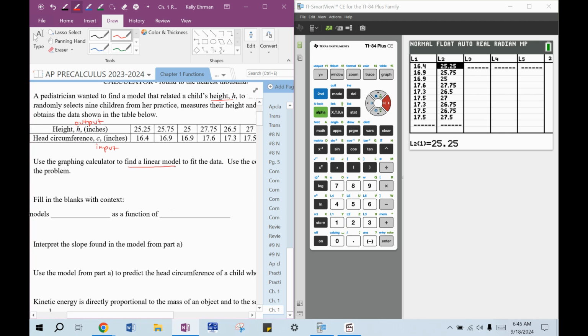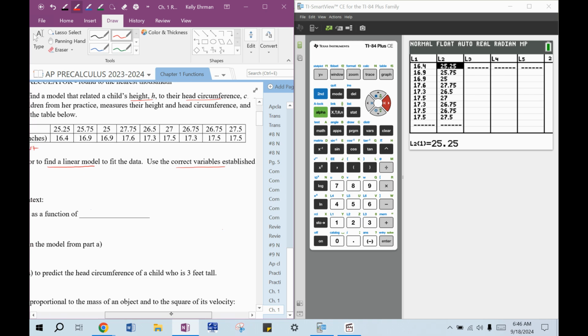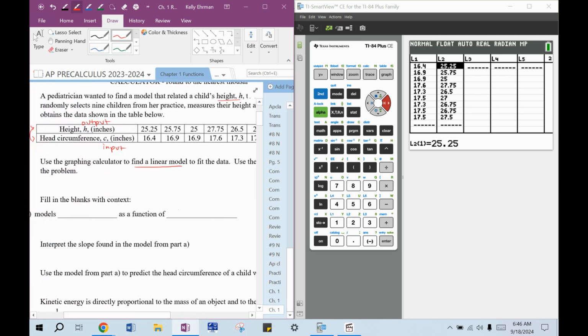All right, so part A says that we want to use a graphing calculator to find a linear model to fit the data. So that means linear regression. And remember, just like on the quiz, use the correct variables established in the problem. So I'm not going to say Y and X, I'm going to use H and C.